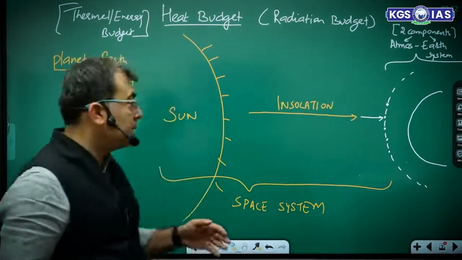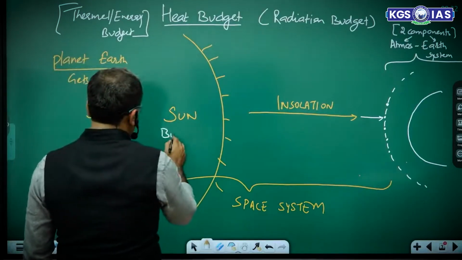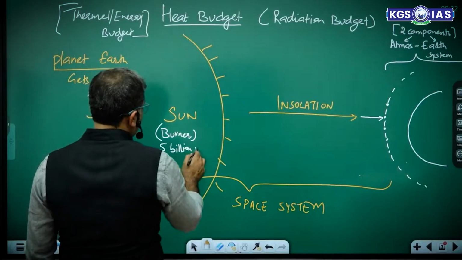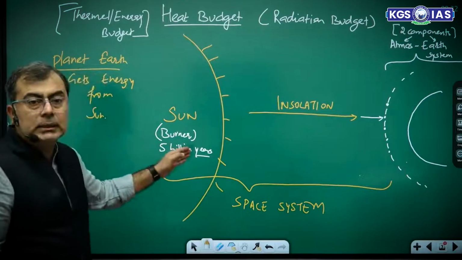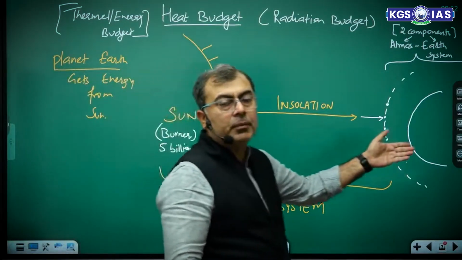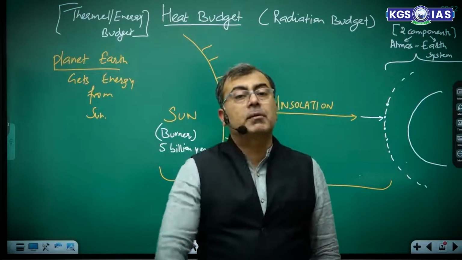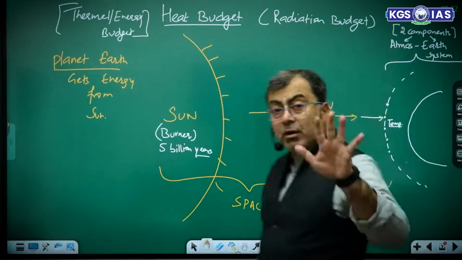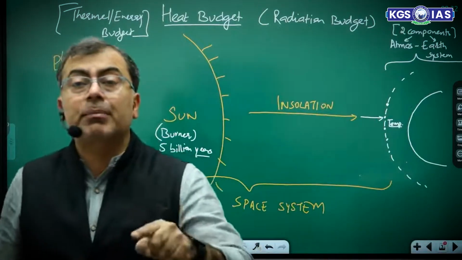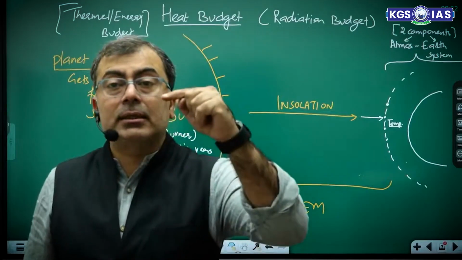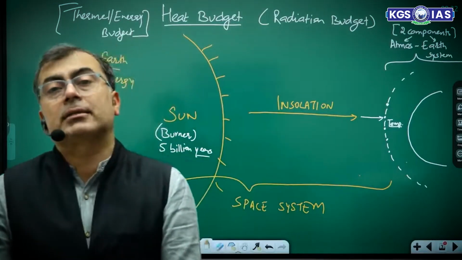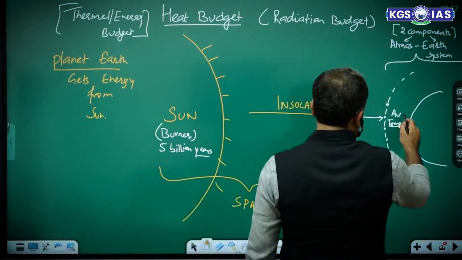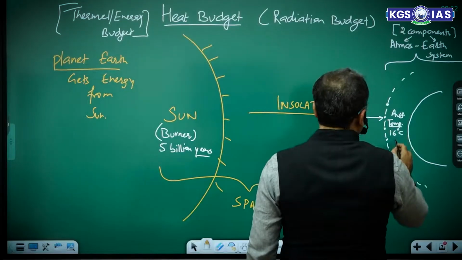Now the same thing applies here. This is the burner, which has been burning for 5 billion years, and energy has been coming over here. So now the burner is on. What should happen to the temperature? The temperature of the Earth should increase. For 5 billion years the gas has been on, the temperature should continuously increase. But we find that the average temperature is around 16 degrees Celsius, constant.